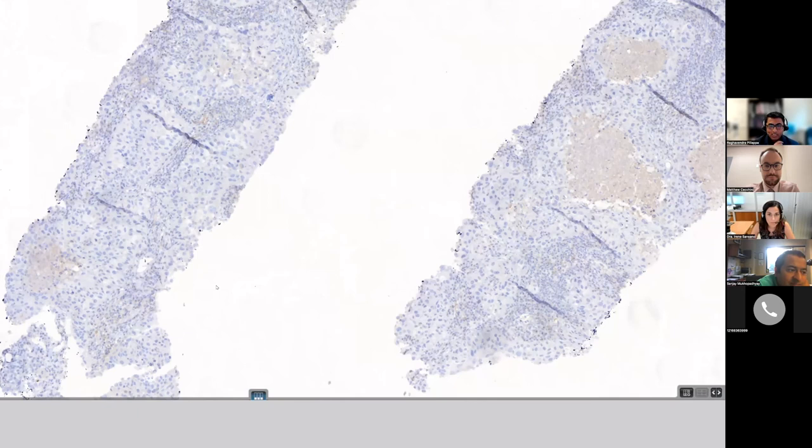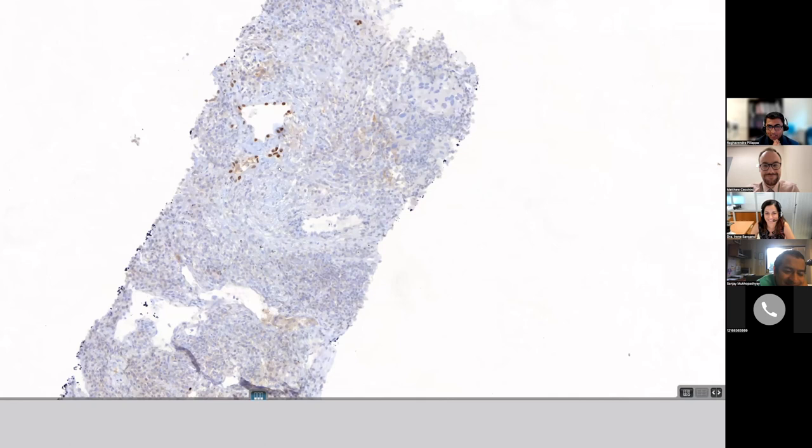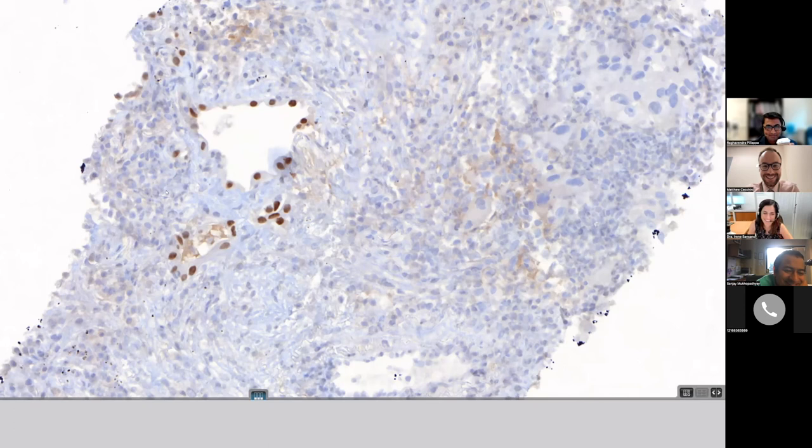Natasha recommended that comment in our paper about the reactive pneumocytes. Oh, this looks just like a little hat. This one. Yeah, it does. Very, very cute.